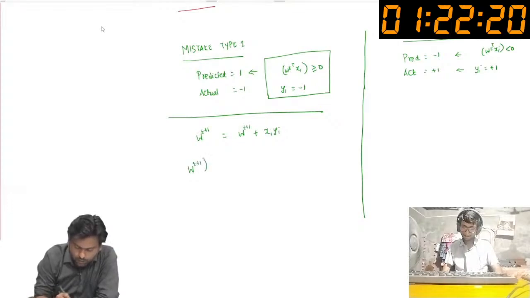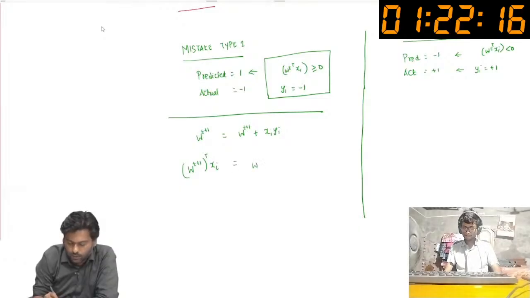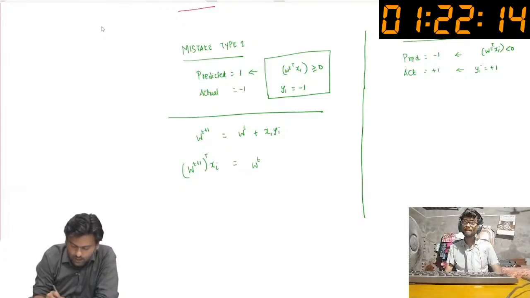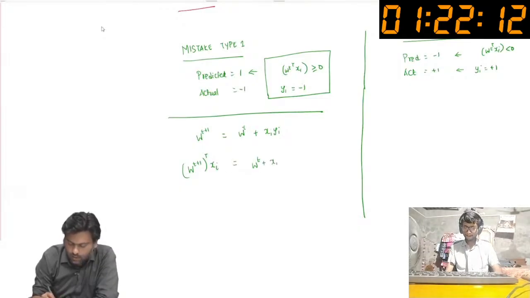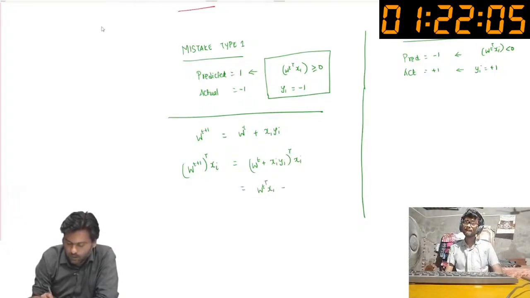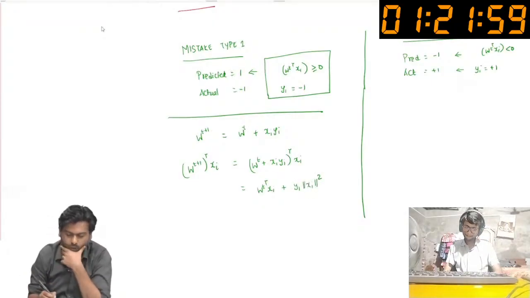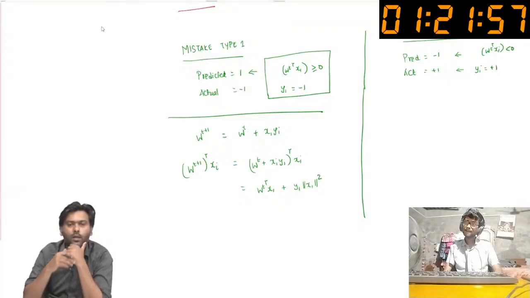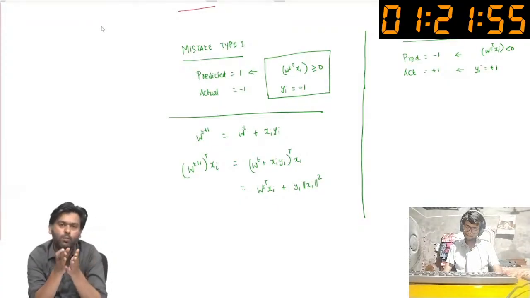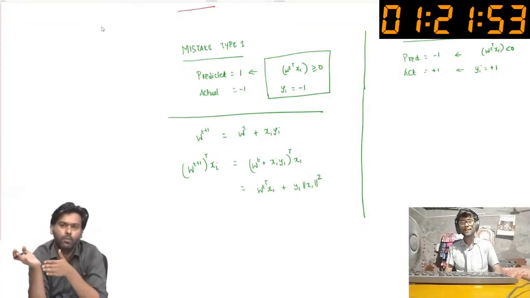So, I should look at w_{t+1} transpose x_i, but by definition that is just (w_t + x_i y_i) transpose x_i, which is just w_t transpose x_i plus y_i times x_i transpose x_i, which is norm x_i squared, right. Well, this is what the new w's dot product with the point where the old w made a mistake is, right.